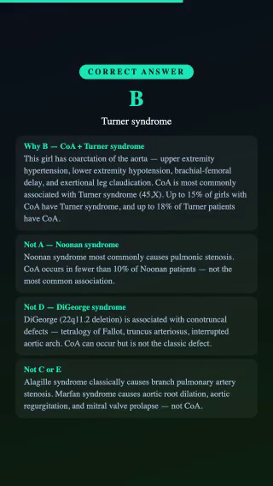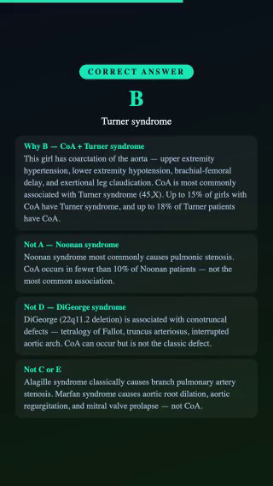45,X. Approximately 5 to 15% of girls with COA have Turner syndrome, and up to 18% of patients with Turner syndrome have COA. Because of this link, all female patients diagnosed with coarctation of the aorta should undergo genetic testing, specifically karyotype analysis. Noonan syndrome most commonly causes pulmonic stenosis. About 80% of Noonan patients have cardiac defects, but COA occurs in fewer than 10%, making Turner syndrome a much stronger association.